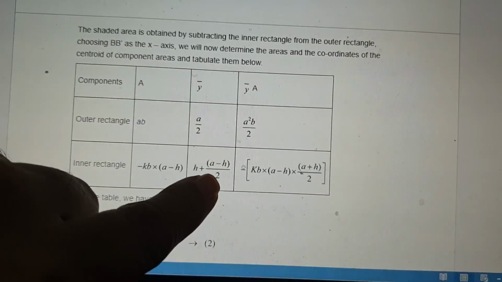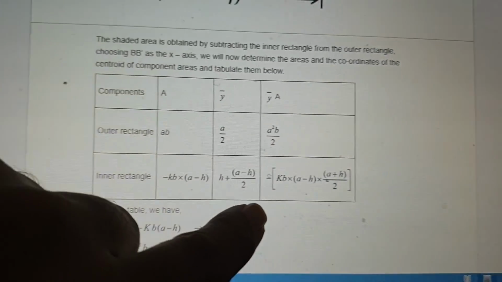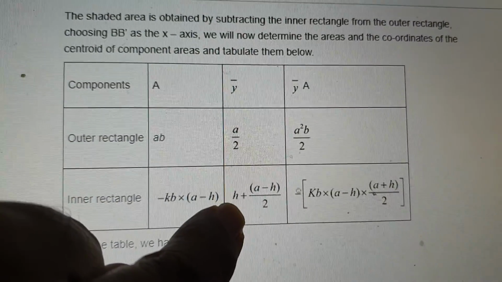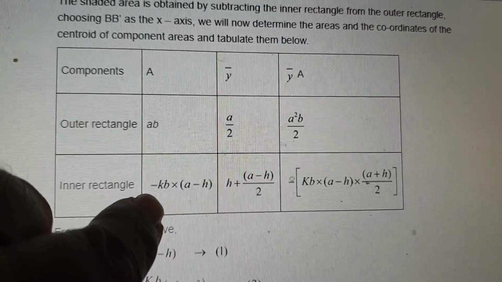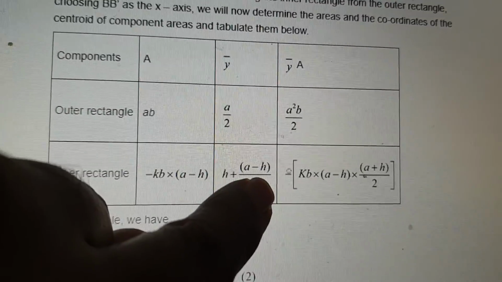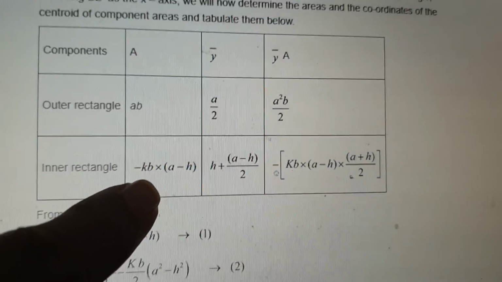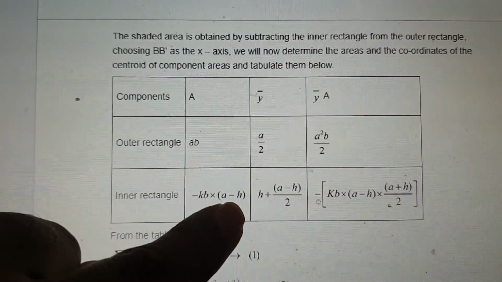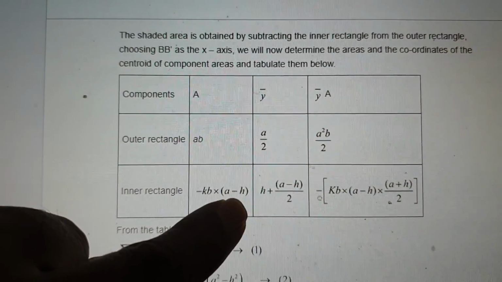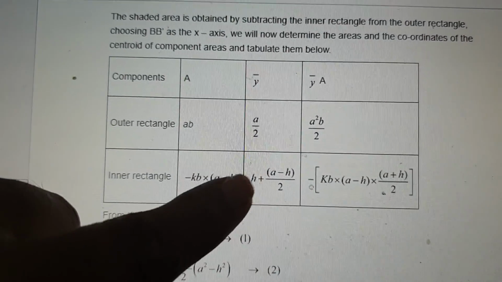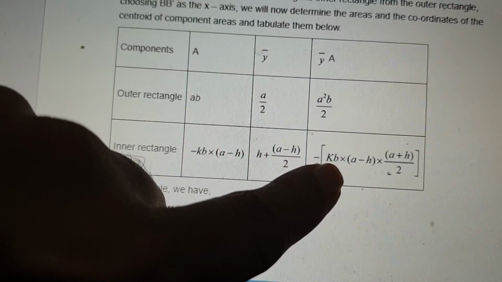Look, A minus H, A minus H over 2 plus H. Now we should multiply this whole thing times this. Okay? So minus KB, A minus H times the whole thing. So if you multiply this times this, you will end up with this.